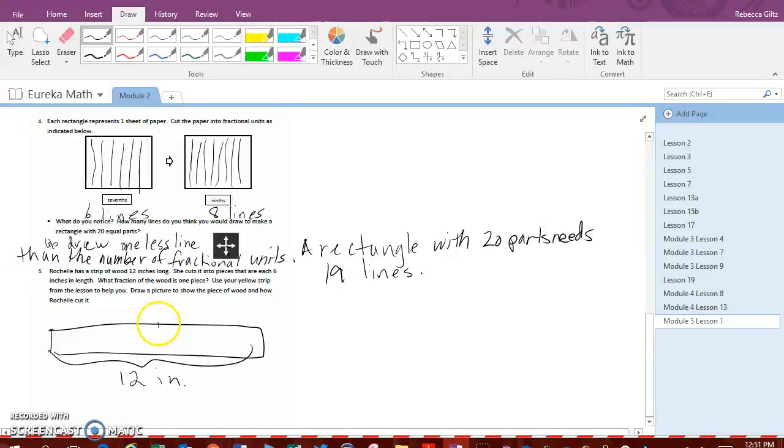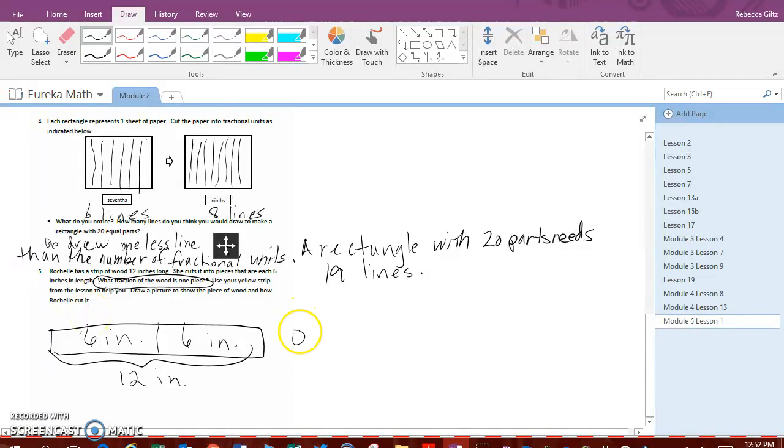Well, I'm going to draw 1 line. If this is 6 inches, do I have enough room to put another piece of 6 inches in there without going past the total of 12? Yeah. I know 6 plus 6 is 12. So I've cut that piece of wood into 2 pieces. Is that the question they're asking? No. It says, what fraction of the wood is 1 piece?